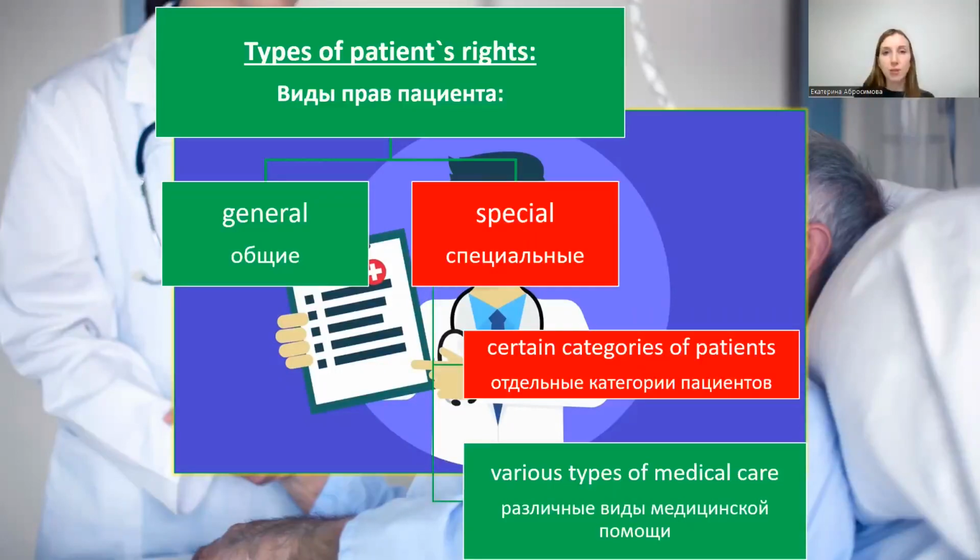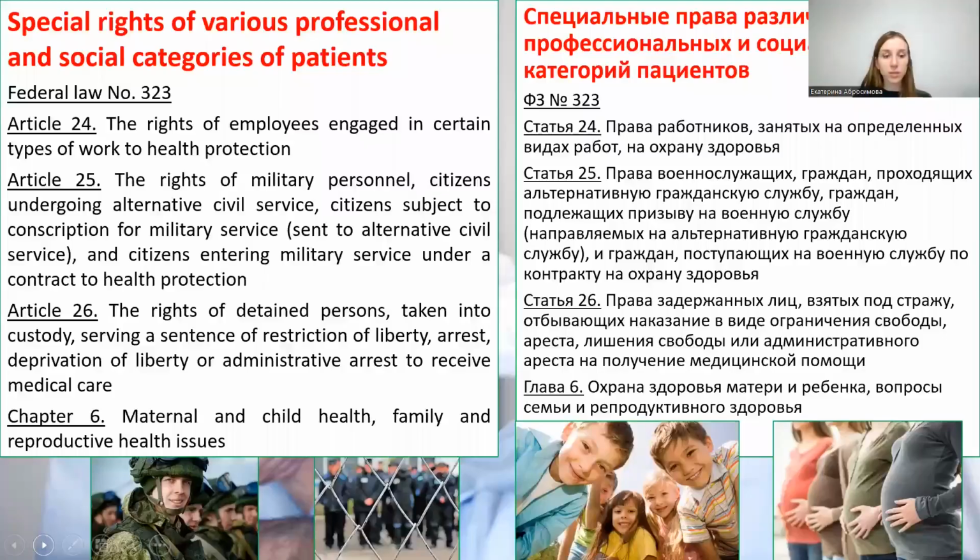Next thing which we should mention is the rights of various professional and social categories of patients. For example, Article 24 of the Federal Law number 323 is called the rights of employees engaged in certain types of work to health protection. According to this article, in order to protect health and preserve the ability to work, in order to prevent and timely detect occupational diseases, employees engaged in work with harmful or dangerous production factors undergo mandatory medical examinations. And the list of harmful or hazardous production factors and works during which mandatory preliminary medical examinations are carried out upon admission to work and periodic medical examinations also is given in the order of the Ministry of Labor of Russia and Ministry of Health of Russia, dated the 31st of December 2020.